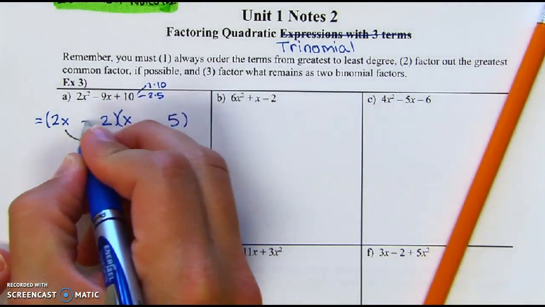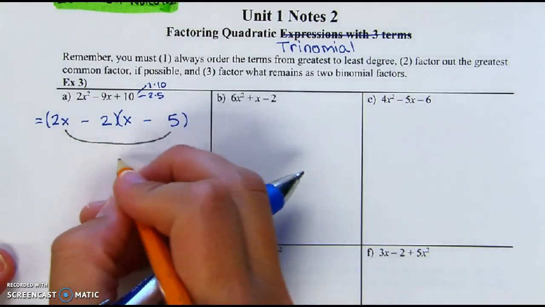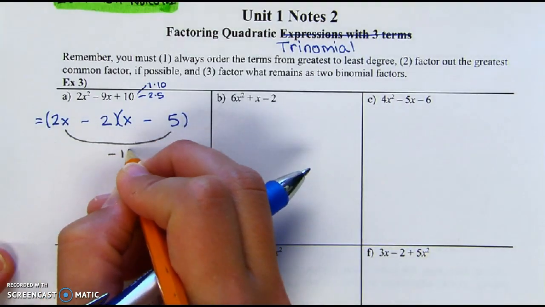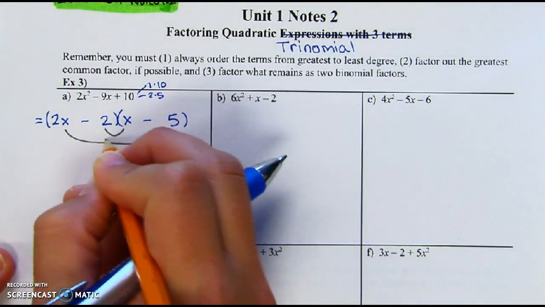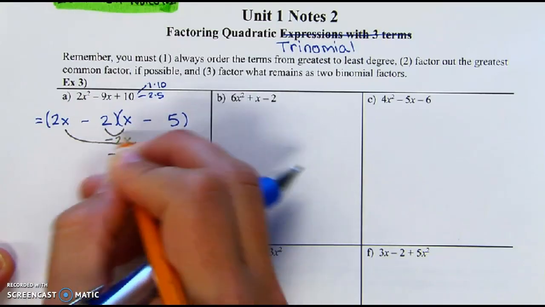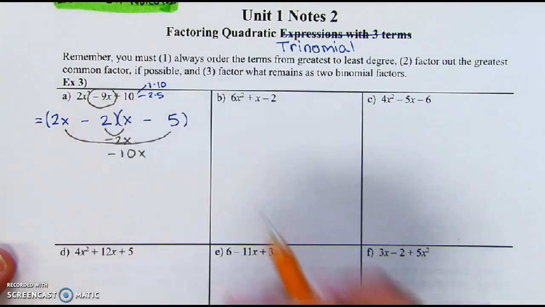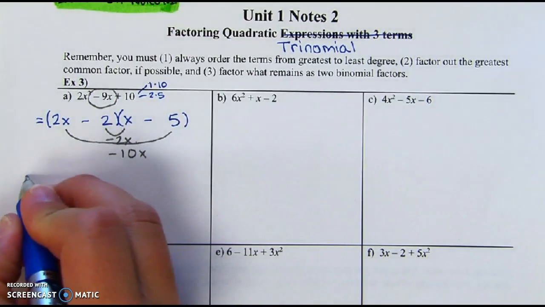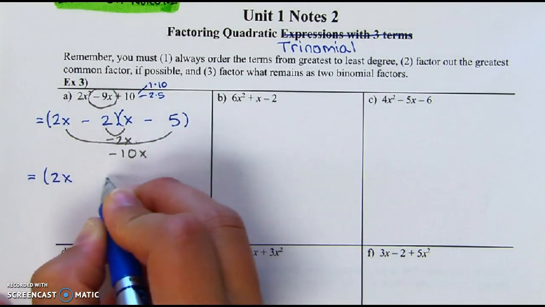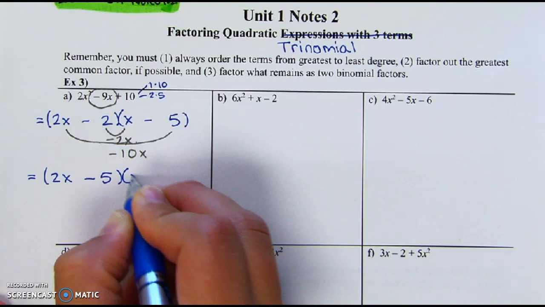Oh, they're the same. They're both negative. 2 times 5 is negative 10x. And then these two terms have to add up to get negative 9. Do they add up to get negative 9? Nope. So we're going to try something else. We're going to try switching the 2 and the 5.